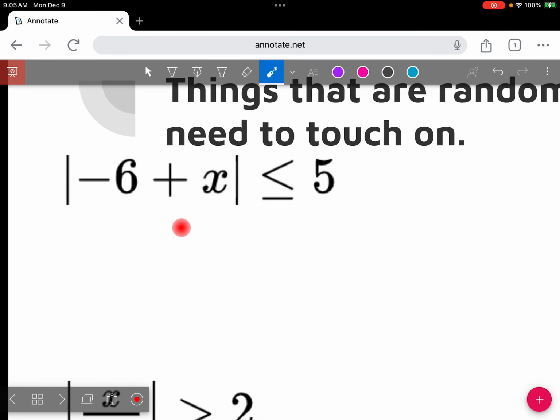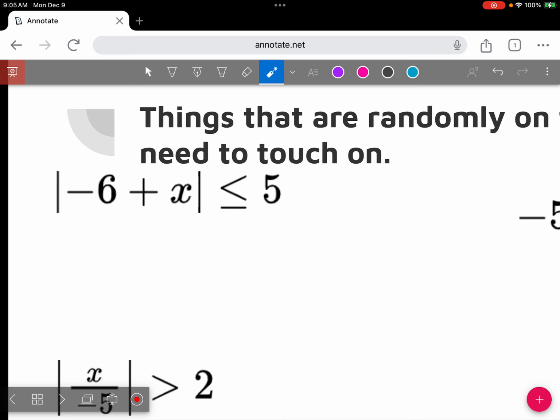So what the heck can we do with this? What do we need to do? Split it into two. Splitting it into two options or setting it up kind of as a sandwich would work for these. Because what we have here is that this absolute value needs to be less than or equal to 5, which means it's going to be less than 5 and bigger than negative 5. It needs to be between the two of them. So we're looking for this kind of interval.